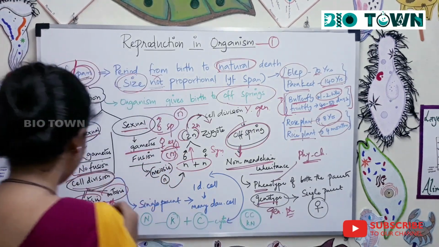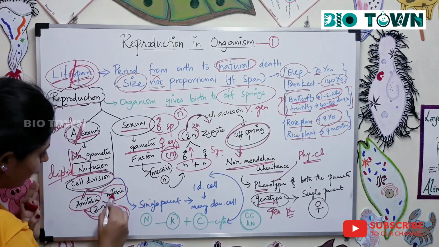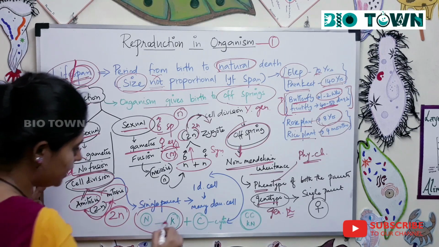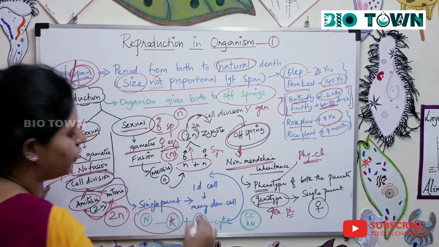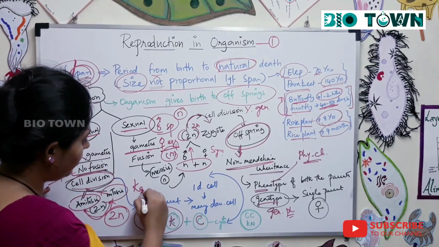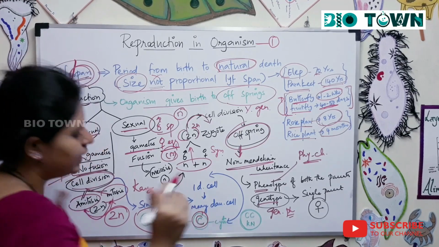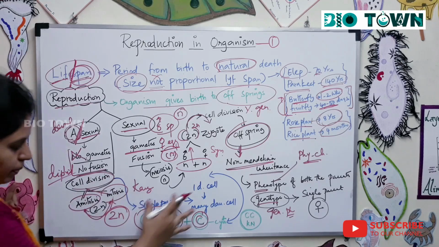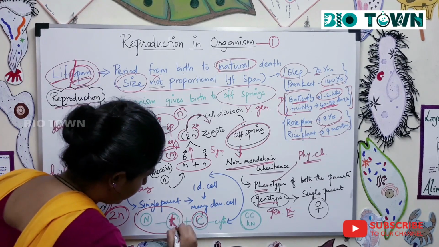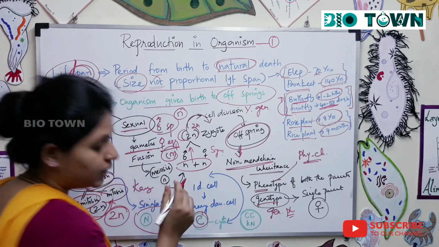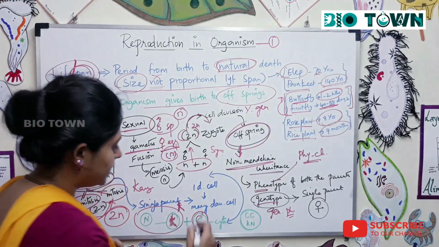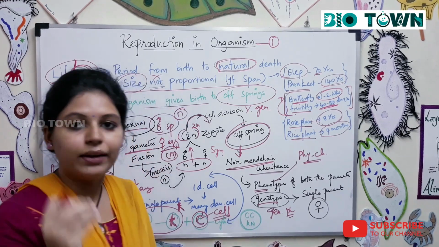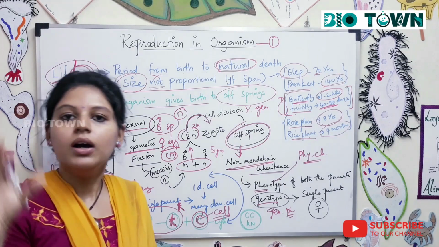And then in cell division you have mitotic cell division, right? In mitotic cell division, there is first K and then it is followed by C. That is, karyokinesis is followed by cytokinesis. So karyokinesis, K, means the division of the nucleus, and cytokinesis, C, the division of the cell, that is the cytoplasm and the cytoplasmic contents.